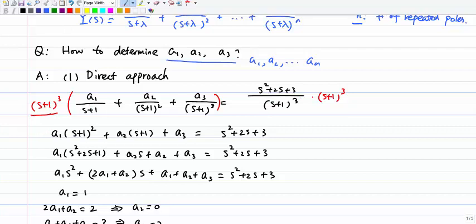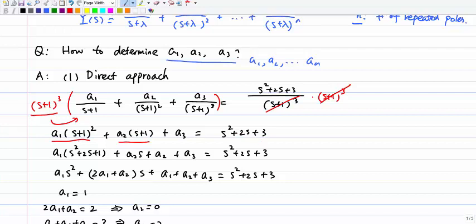Once you do the product, I just multiply each component. So we have a1 times (s plus 1) squared, because the cube and one factor of s plus 1 will cancel out. Similarly, we have a2 times (s plus 1) and a3. This is for the left hand side when we do the multiplication. On the right hand side, the denominator just cancels out, so it becomes s squared plus 2s plus 3.